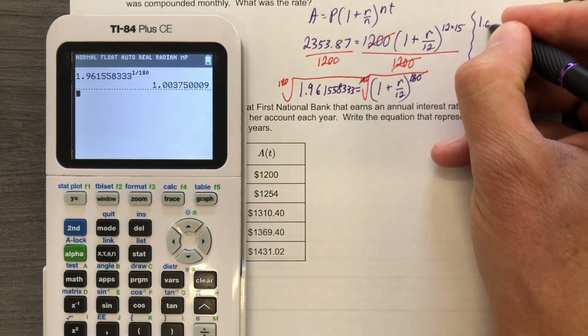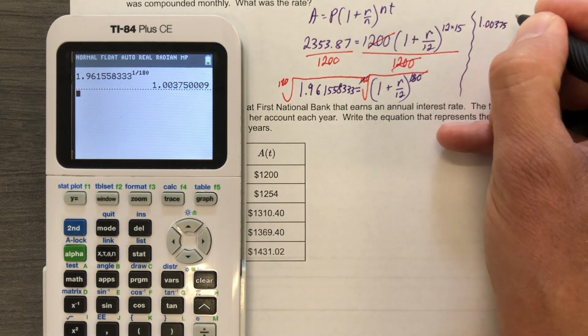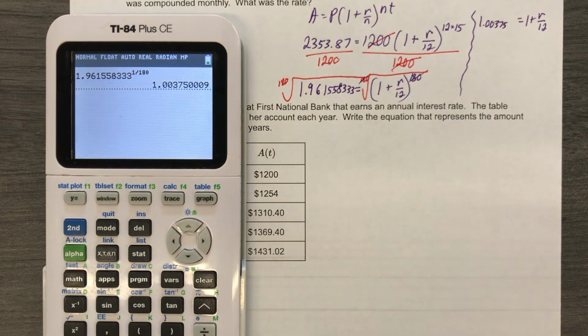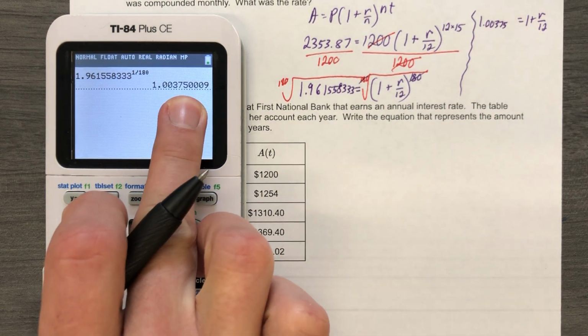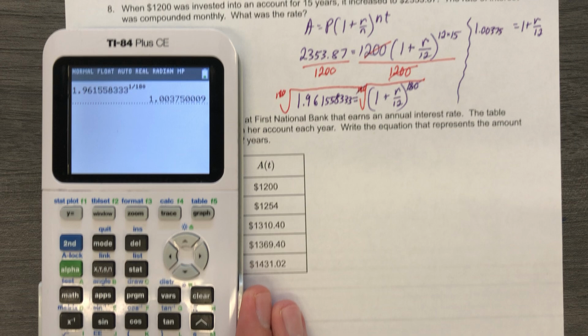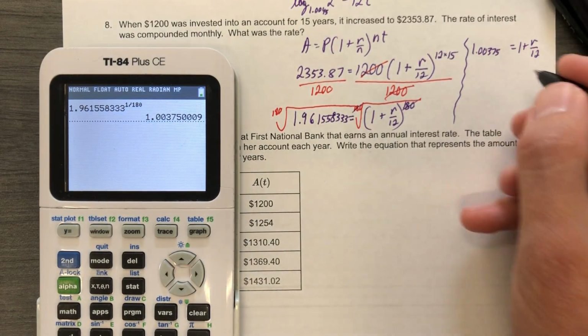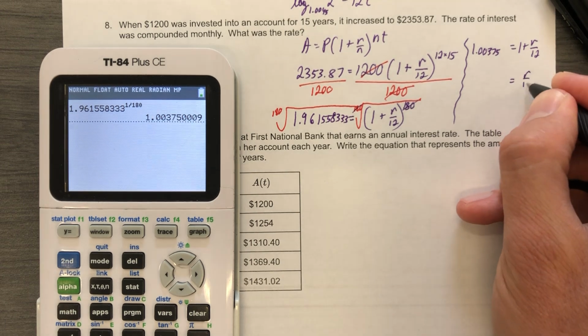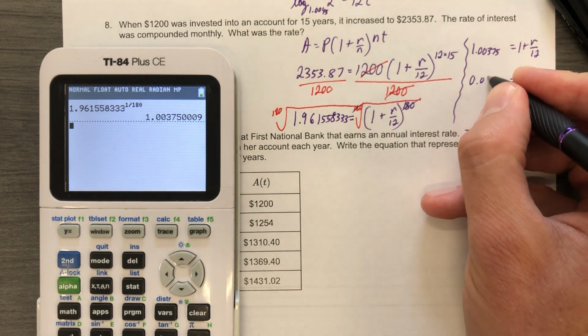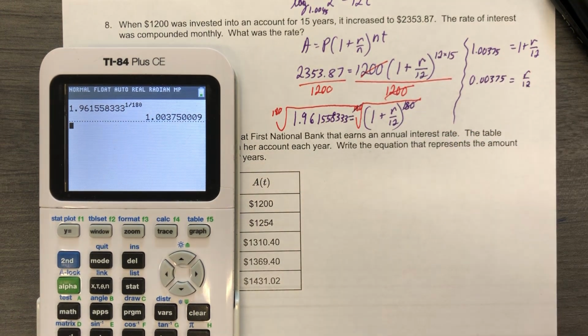So 1.00375. I'm going to stop writing there. I'm going to carry the 0009 with me, although I really doubt it's going to get me too far. All right, so let's subtract 1 from both sides. Solving for R. R over 12 equals 0.00375. So we subtract 1. And then we're going to multiply by 12. Getting rid of that 12 in the denominator.